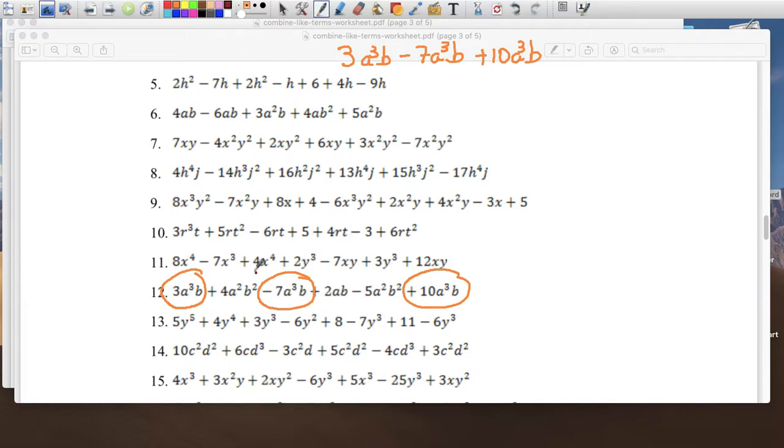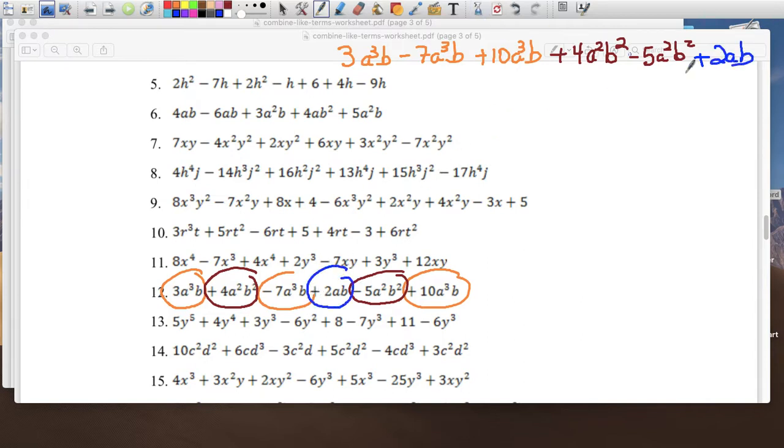Change colors. I have something that says a squared, b squared, so it's plus 4a to the 2nd power, b to the 2nd power. Is there anything that's similar? Yes, there is one right here. Minus 5a to the 2nd power, b to the 2nd power. And finally, the last guy over here, put in blue, I think that says minus. And let me just erase it. Does that say minus? No, it says plus. It says plus 2ab, which is this guy right here. You don't have to worry about the blue. The red, you have 2 terms to combine, and the orange, you have 3.